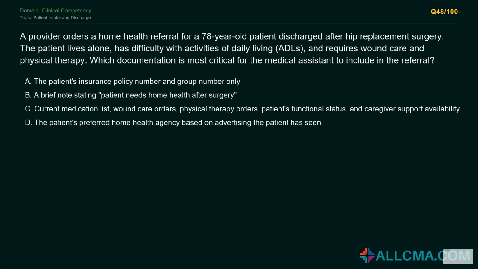Option A. The patient's insurance policy number and group number only. Option B. A brief note stating patient needs home health after surgery. Option C. Current medication list, wound care orders, physical therapy orders, patient's functional status, and caregiver support availability. Option D. The patient's preferred home health agency based on advertising the patient has seen.